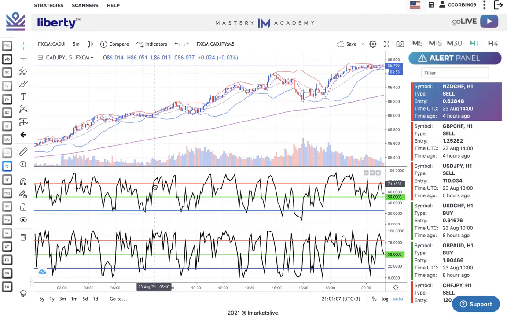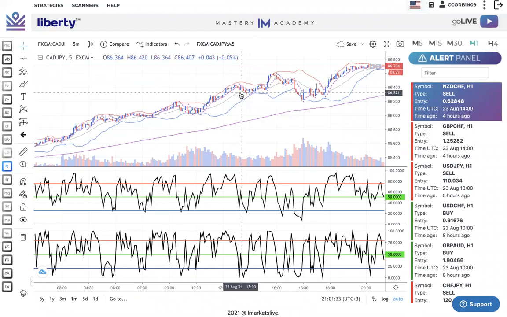Oh, is it in my Wi-Fi? Or oversold zone, it's not going to start selling automatically. Like, because it can be above this line. Oh, it says I'm breaking up.